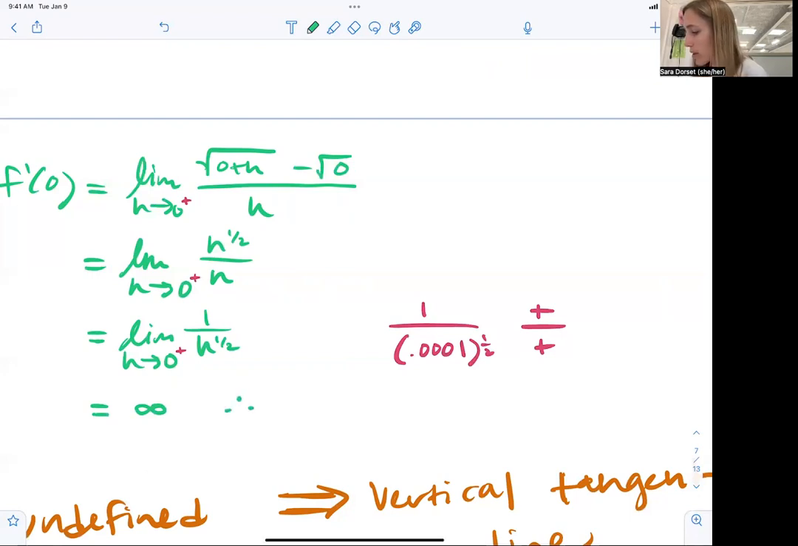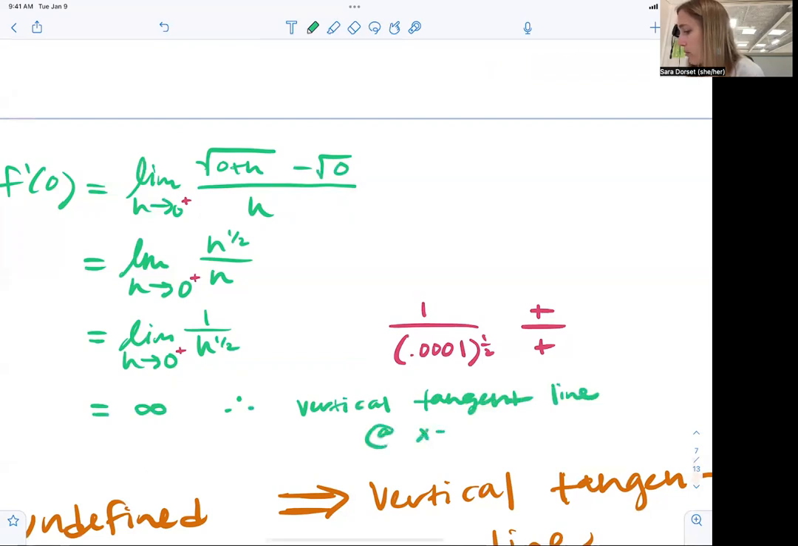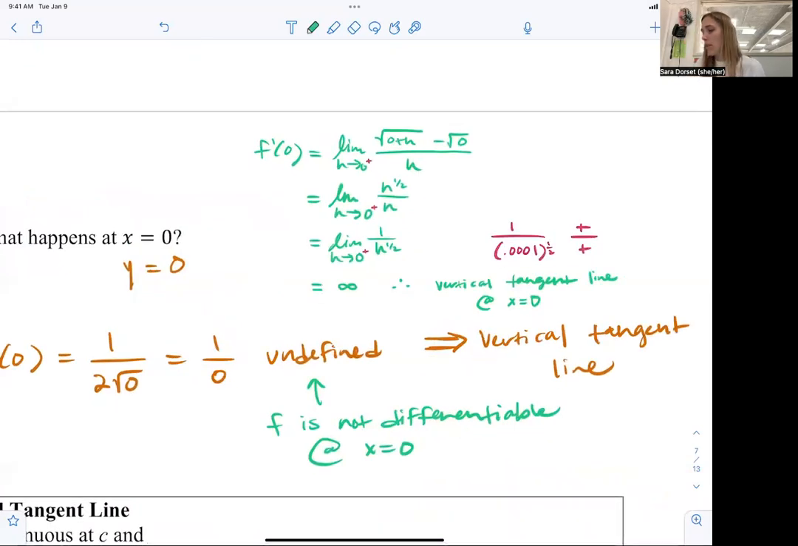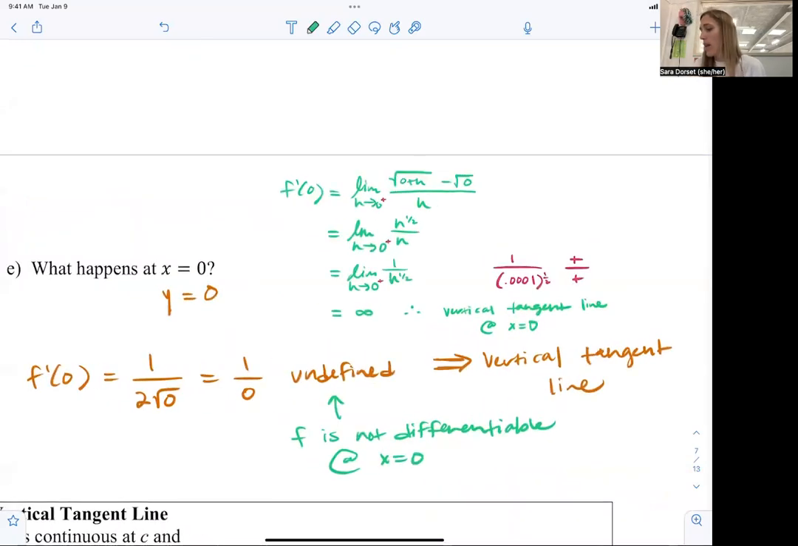Therefore, there is a vertical tangent line, which we already discovered, at x equals 0. So just kind of giving you an extra explanation for that. We knew there was a vertical tangent line from just plugging 0 into our derivative and getting a constant over 0. That indicates a vertical tangent line. But now we've used the more formal definition.